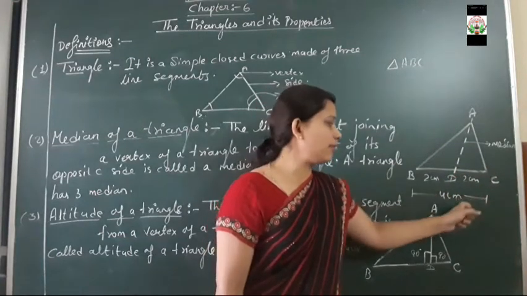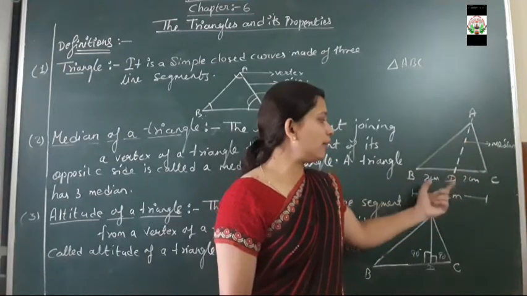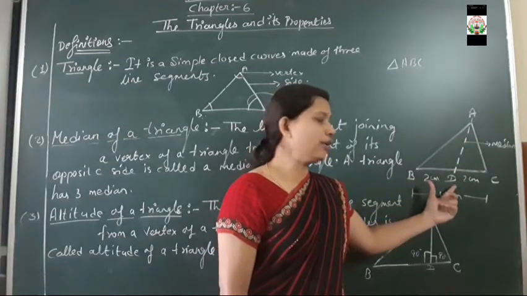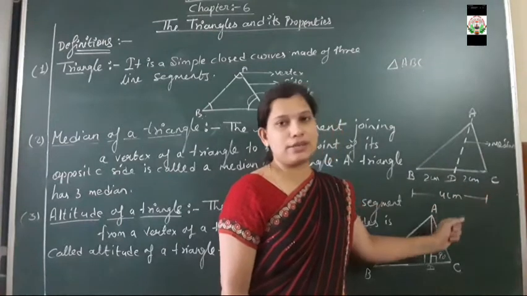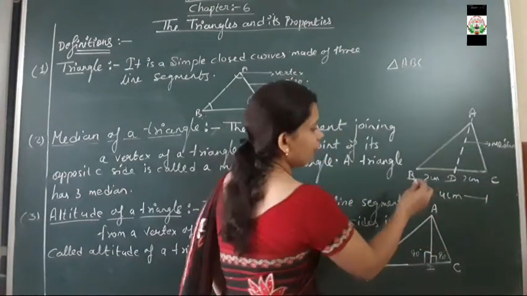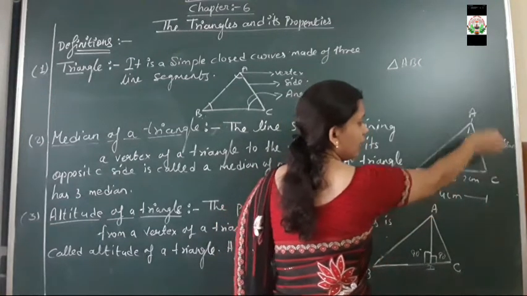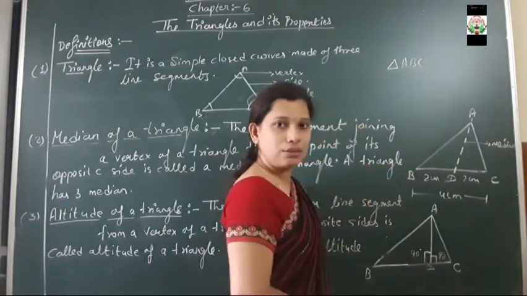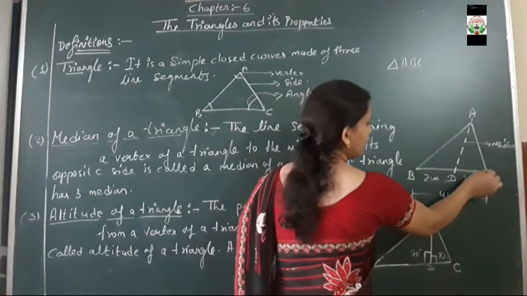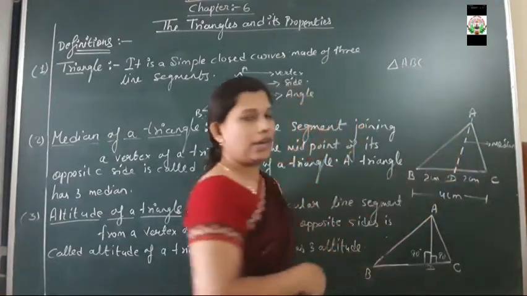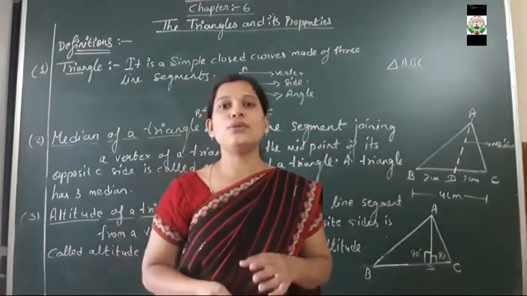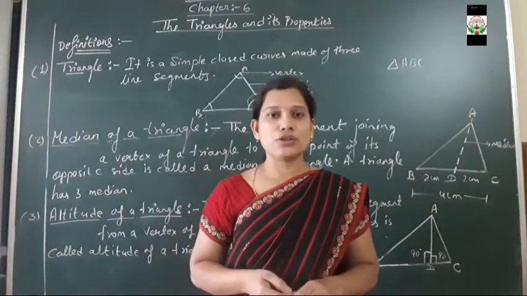As BC is 4 cm, when the median is drawn, it is divided as BD 2 cm, then DC 2 cm. Now the next median, we are going to draw from B to here. Again it will divide the line AC into 2 equal parts. Then from vertex C to the opposite side AB, it will again divide the line segment AB into 2 equal parts. This is the definition of a median.